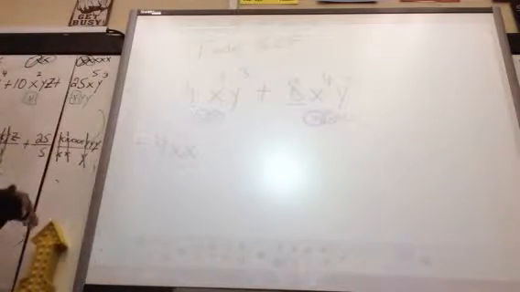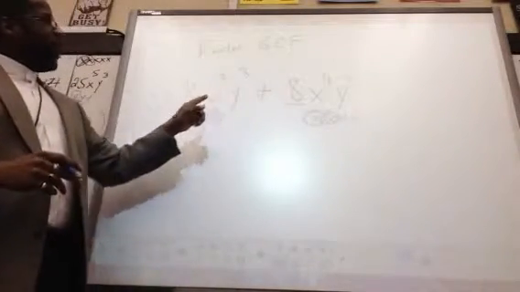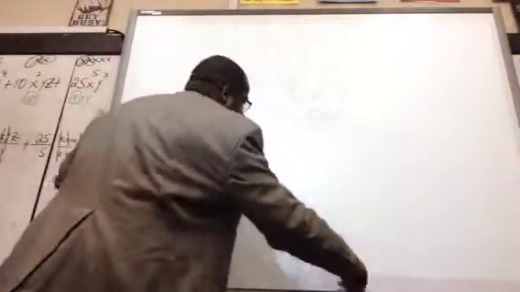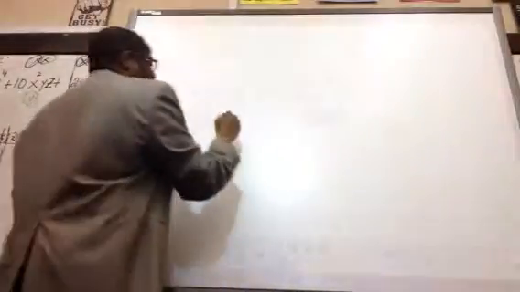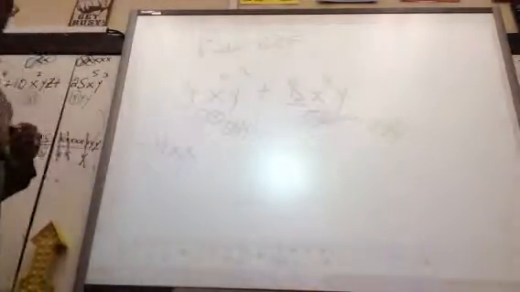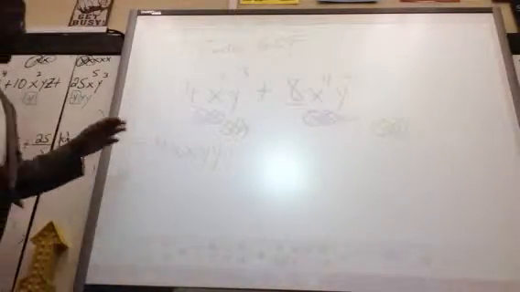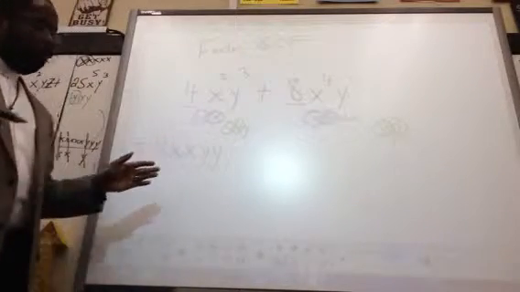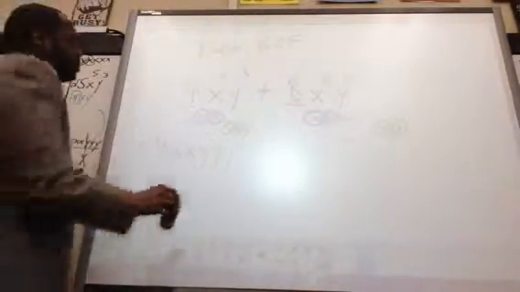We'll simplify it later. Now, let's also look at the y variables. Here we have 3 factors of y. Here we have 2 factors of y. I'm going to do what we did a few minutes ago. Here we have 3: 1, 2, 3. Here we have 2: 1, 2. Let's see how many they have in common. They have 2 factors of y in common. So our greatest common factor would be 4 times x times x times y times y. Or you can write it as 4x squared y squared. All right. So here's our greatest common factor.